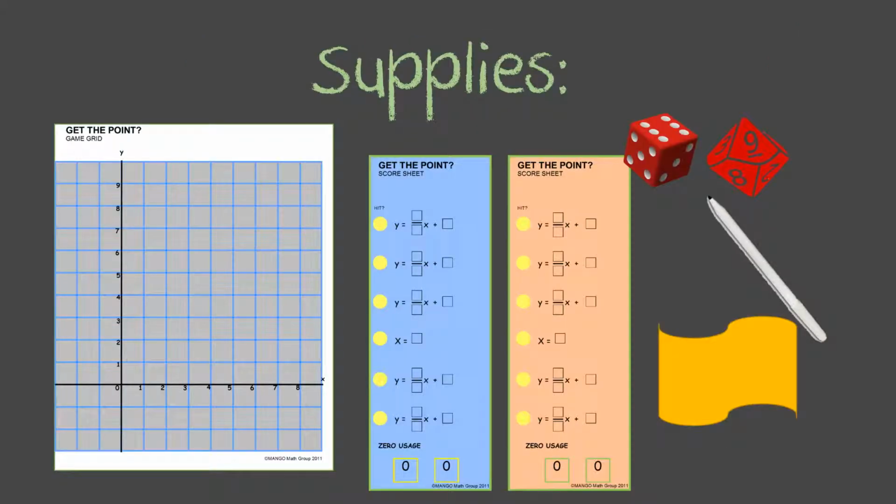The supplies that are provided in the pouch, along with your information sheet and guide, will be a Get the Point game grid, Get the Point score sheets, 2 dice, a dry erase marker, and an eraser.